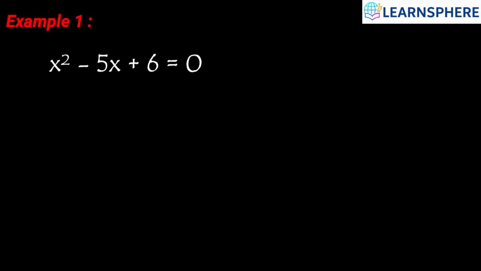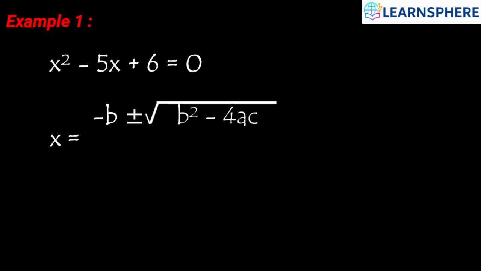To solve the quadratic equation using the quadratic formula, we have to know the quadratic formula to be x equals minus b plus or minus the square root of b squared minus 4ac, over 2a. Firstly, we have to determine the values of a, b, and c.